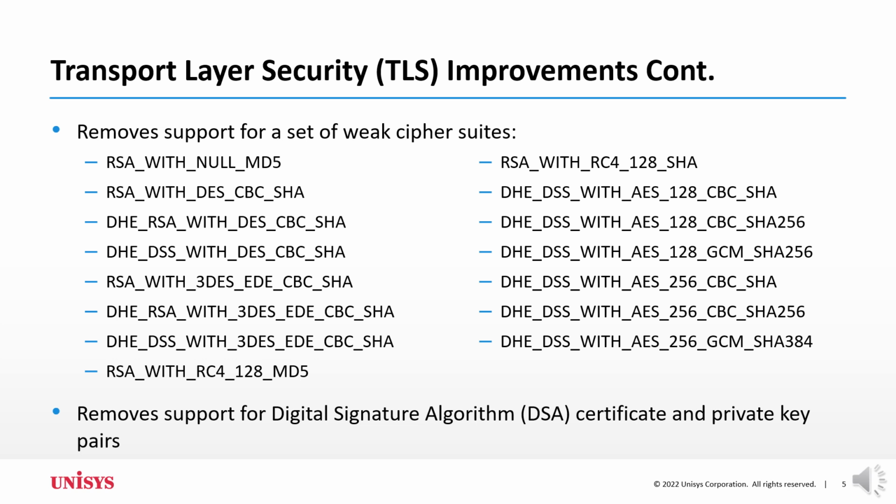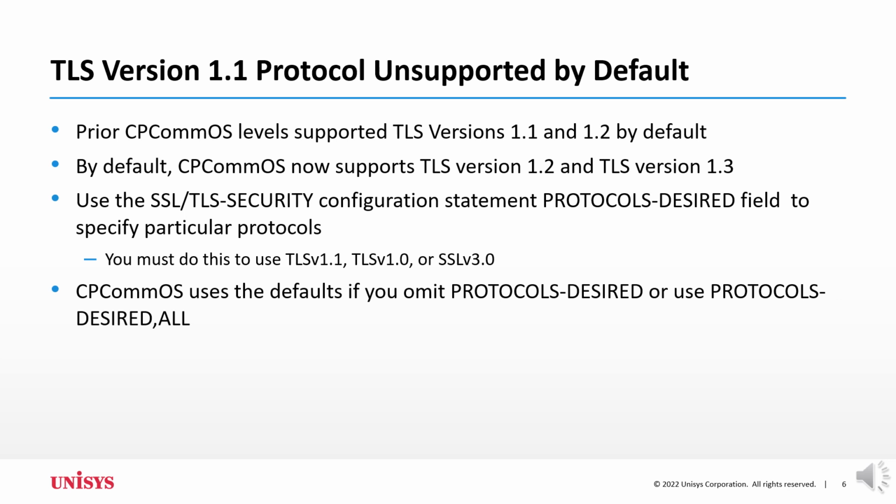Also, as part of this feature, CPCommOS removed support for a set of cipher suites considered too weak for safe use. We've listed these cipher suites on this slide. Lastly, CPCommOS removes support for digital signature algorithm, DSA, certificate, and private key pairs. For this reason, CPCommOS now ignores any DSA certificate file and DSA private key fields on the SSL TLS security configuration statement.